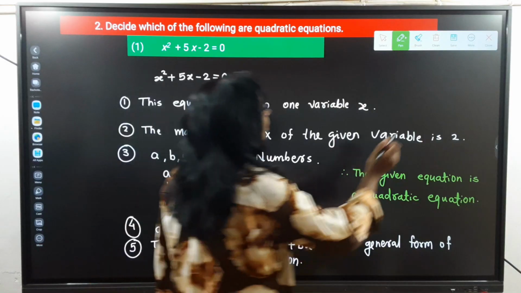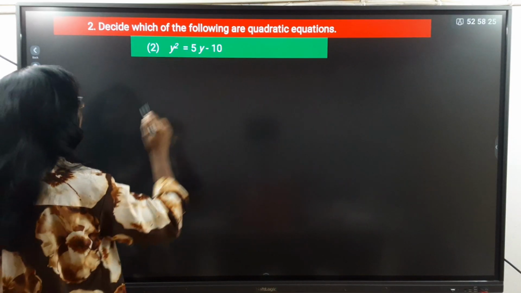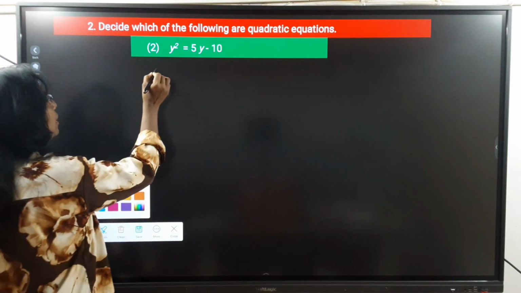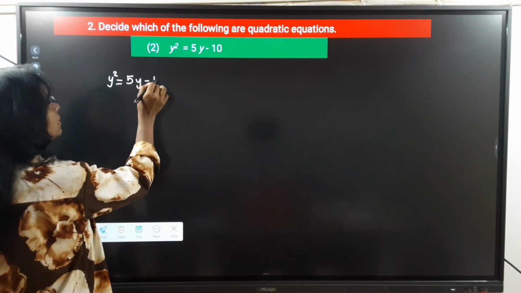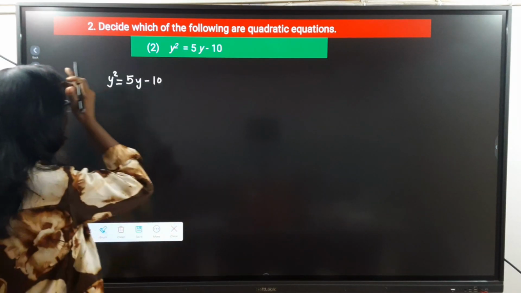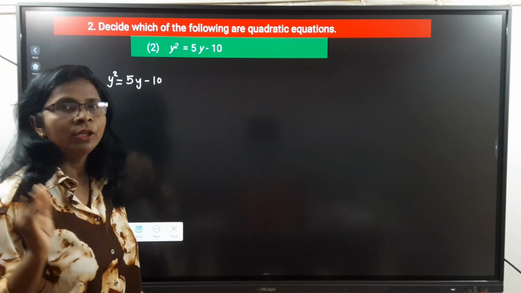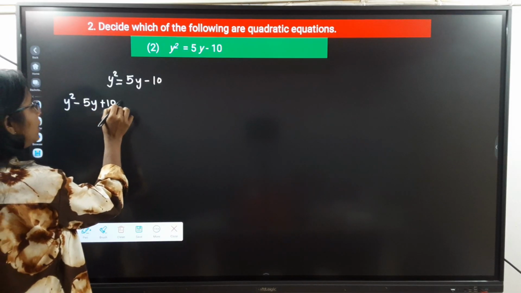Then the next example, y square is equal to 5y minus 10. Here I first write down the given equation, y square is equal to 5y minus 10, as it is. Then I write this equation in the standard form of the quadratic equation. So here, y square minus 5y plus 10 is equal to 0.